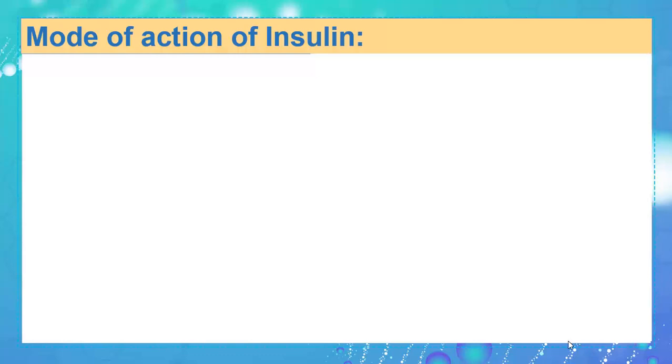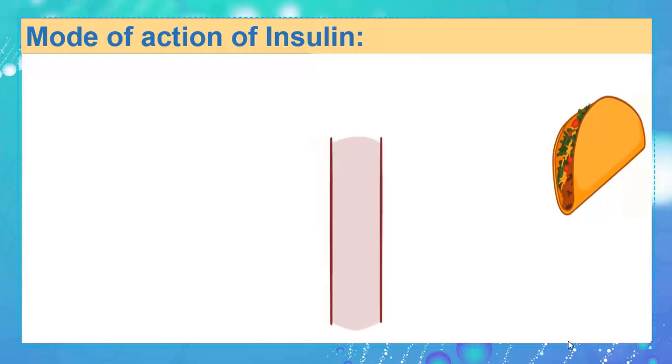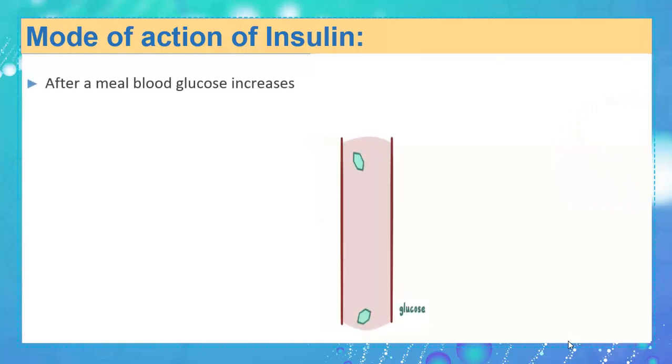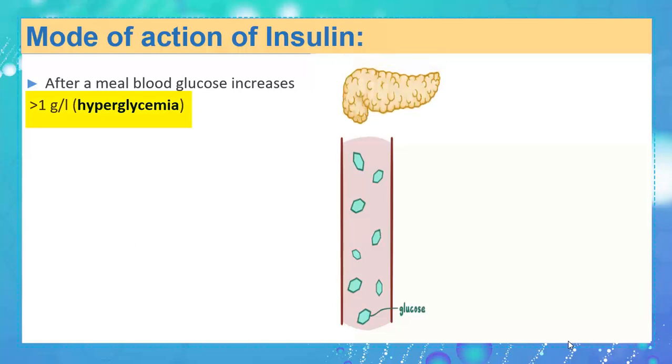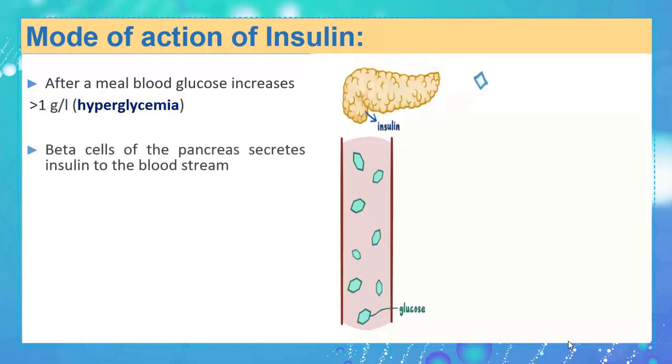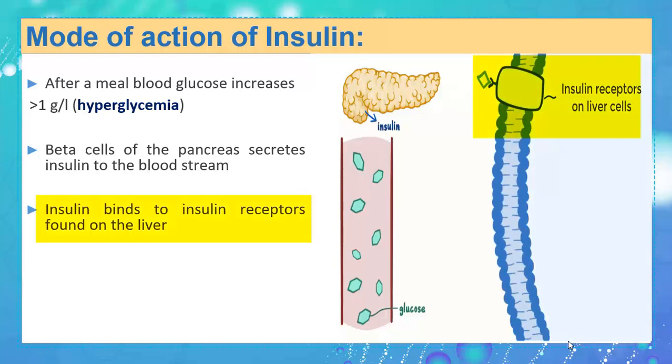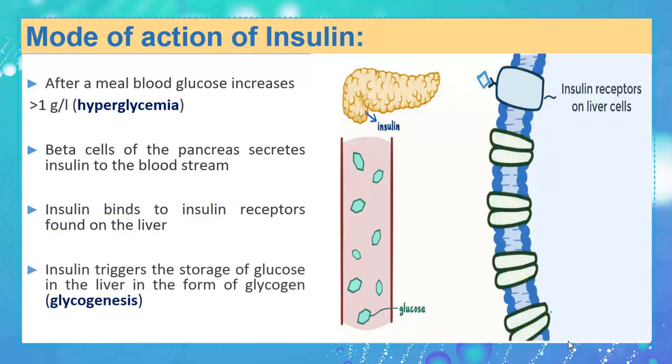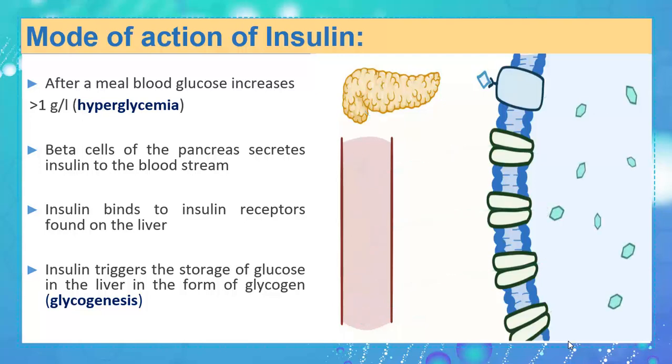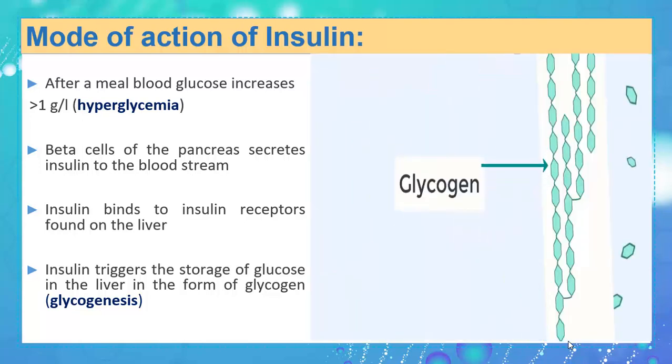The story of insulin starts after you take a meal rich in glucose. Your blood glucose directly increases above the normal value. This case is called hyperglycemia. Then the pancreas directly secretes insulin, which binds on specific receptors found on liver cells. The liver is then triggered in order to take the extra glucose in and transform them to glycogen. This reaction is known as glycogenesis.